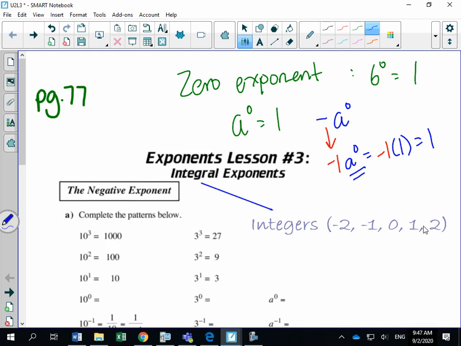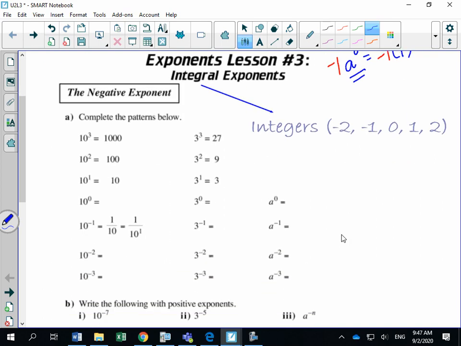You were comfortable from the first 2 lessons with integers that were positive. Now let's deal with integers that are negative. So the negative exponent says complete the pattern below. And actually, we're not even going to use it as a pattern. We're just going to look at 10 to the power of 0, 3 to the power of 0, a to the power of 0. So anything to the power of 0 we know is 1.